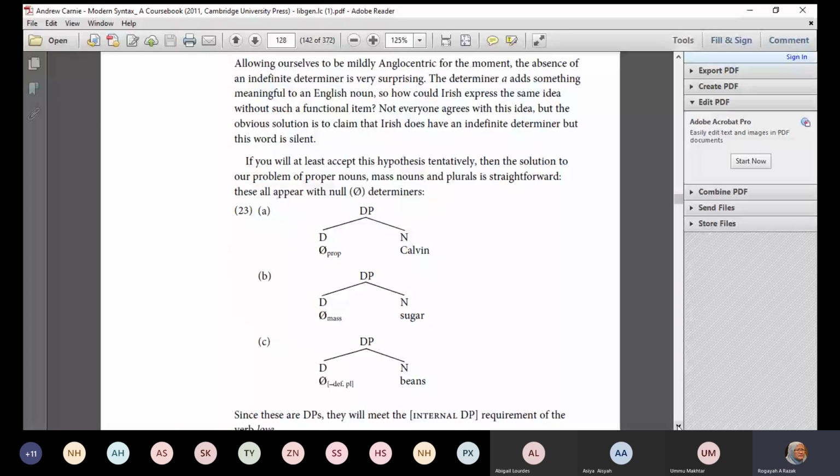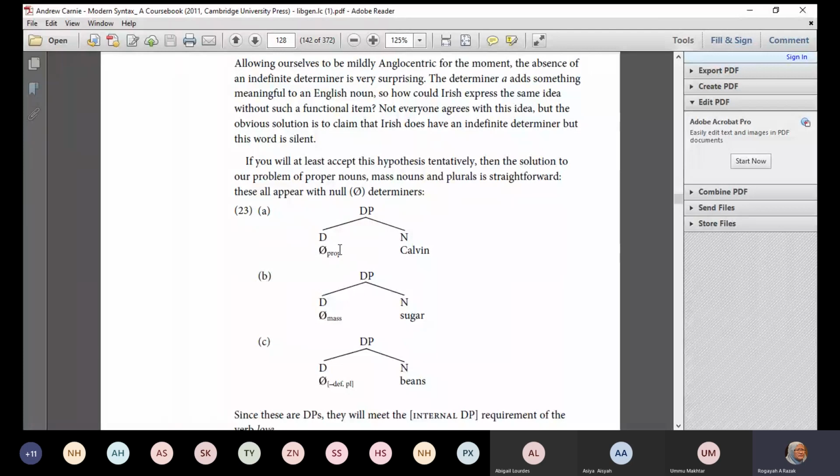So when we say Kelvin, the DP is Kelvin, right? So then there is an N, but he wants to present it in a full way. So he postulates that there is a D, but the D is empty. He wants to be uniform between the house and Kelvin. So how does he do that?